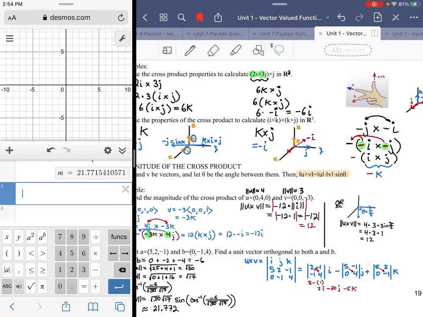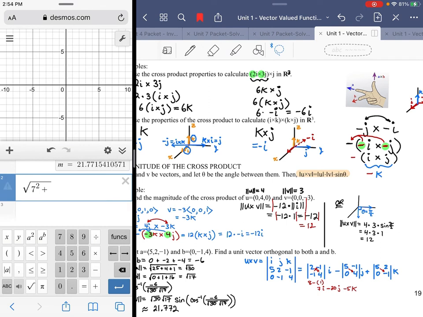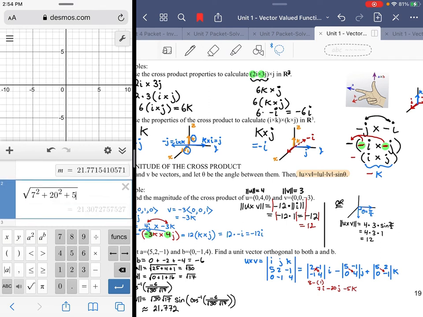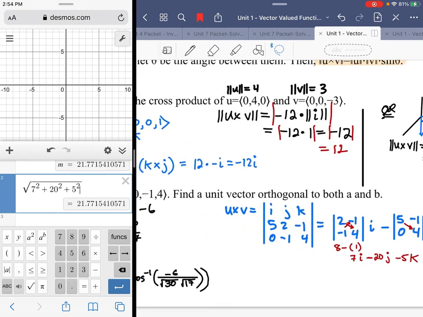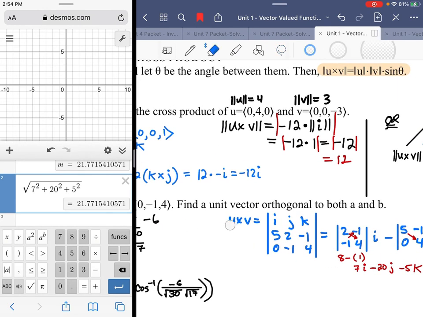If you were to find the magnitude of that, you just rough that out real quick, 7 squared under the radical plus 20 squared plus 5 squared, about 21 and change, 21.77, which is what we got when we used the magnitude of the cross product formula. But here I need the unit vector orthogonal to A and B. So I used U and V over here. I meant to do A and B. A cross B.